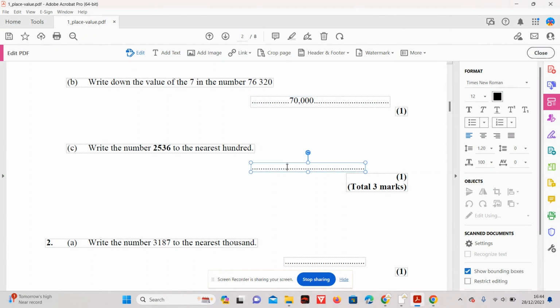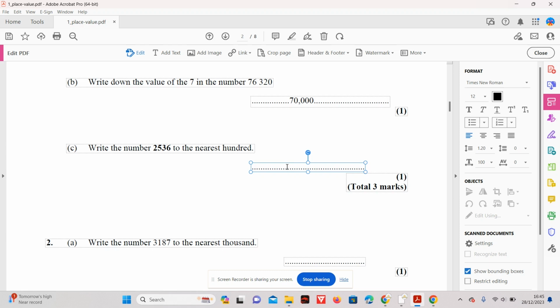Right, so we're going to write the number 2,536 to the nearest 100. The rules of rounding are very, very simple. If the number is 5 or above, we round up, and if the number is 4 or below, we round down. So when we're looking to round to the nearest hundred, we need to look at the tens column.